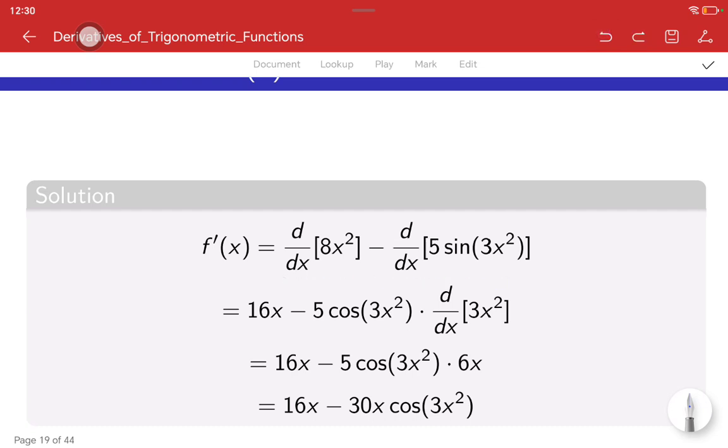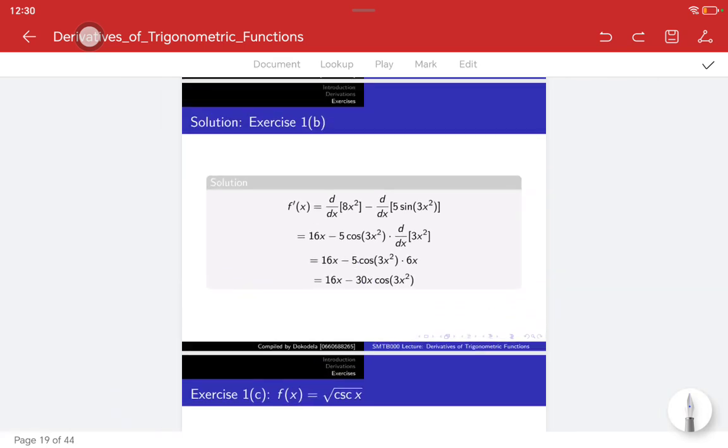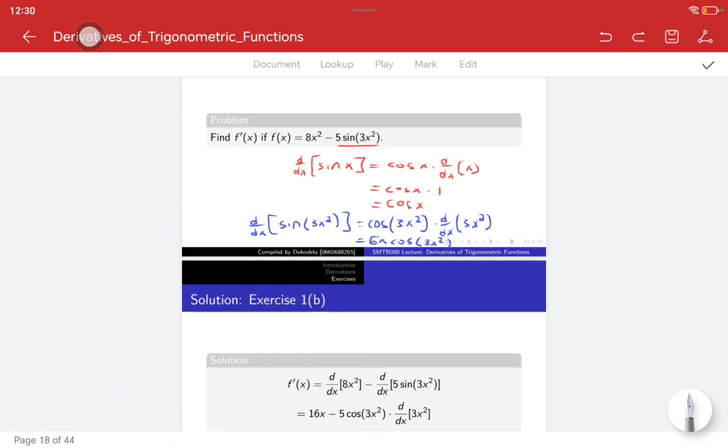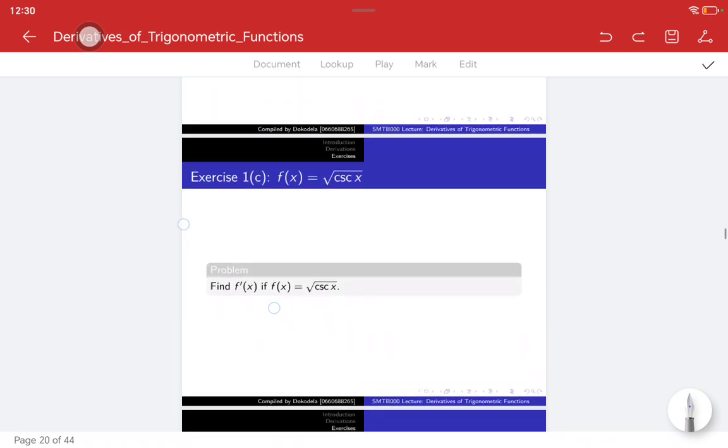Then you derive 8x squared, you get 16x. Then when you derive this, you are going to keep the 5 as a constant. You derive the sine, you get the positive cos with its inside, right? Then you times by the derivative of that inside. And the derivative of that is 6x. So we put it there, 6x times 5, so we put it first here. Now that is the solution. I'm sure now we know how to derive that, right? It's that simple. So now we come to this one.